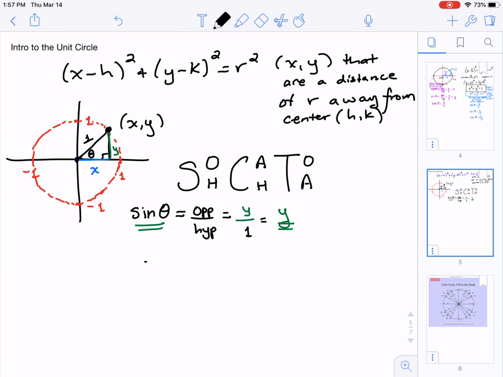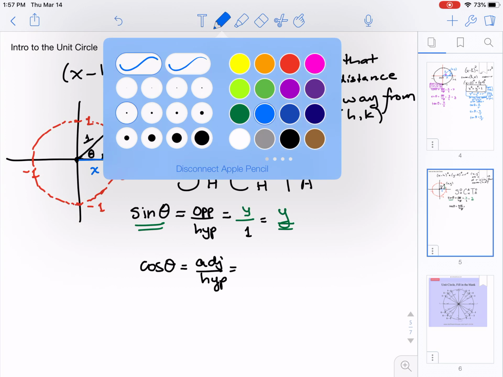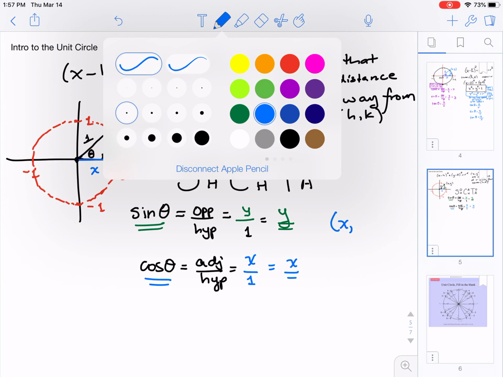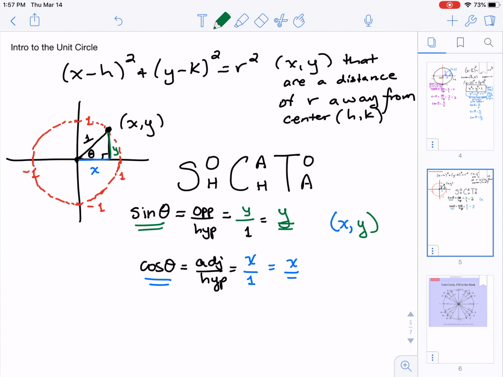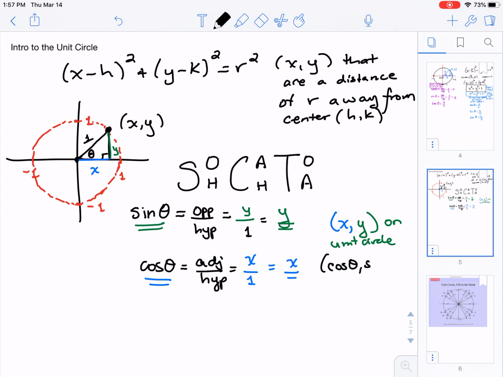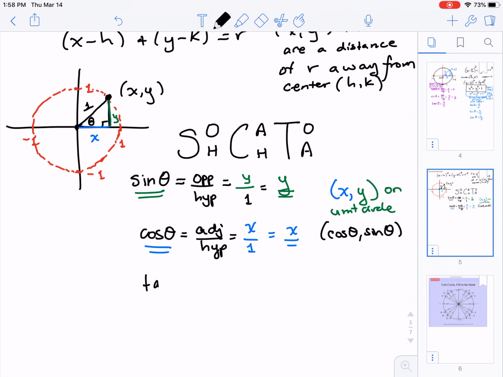As you might imagine then, cosine theta, which is going to be adjacent over hypotenuse, cosine of my angle is going to be given by adjacent side, which is x, and hypotenuse, which is 1, which also reduces to just simply x. So now we found that our point (x, y) on the unit circle is actually representing cosine theta and sine theta respectively. It's pretty neat.